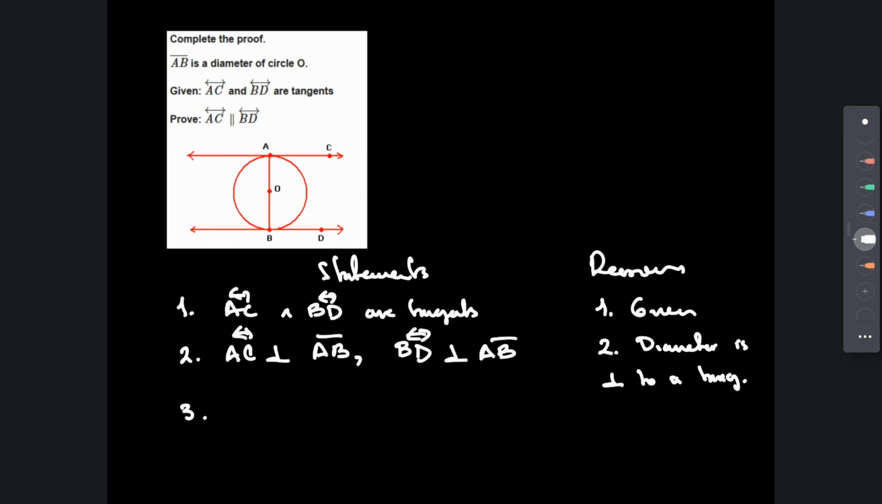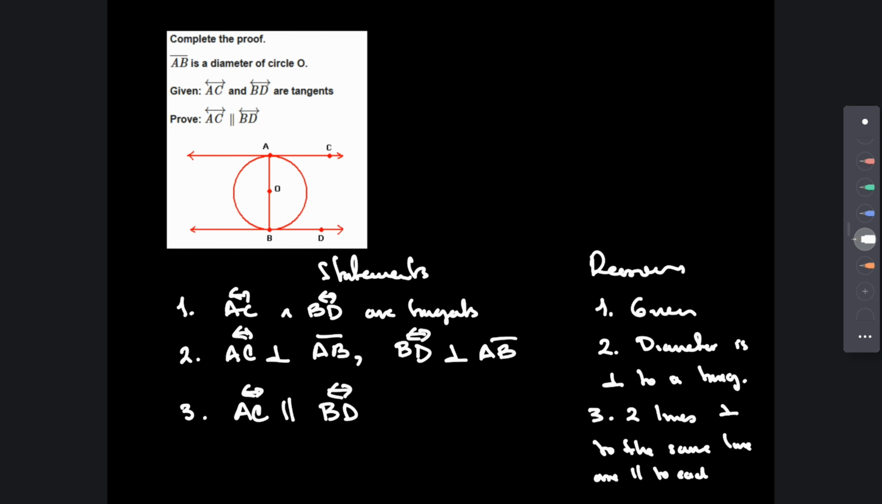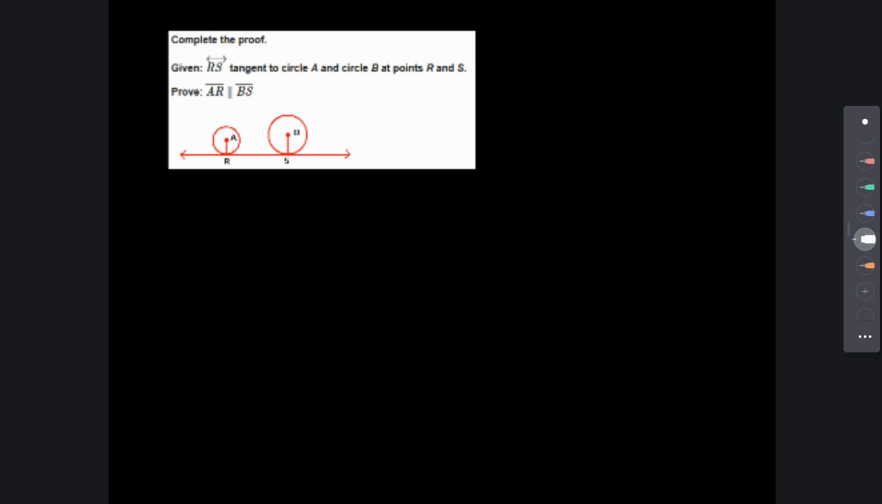All right. So number 3, we know that since the two lines are perpendicular to the same line, to the same diameter, then they're parallel to each other. So line AC must be parallel to line BD. Why is this? Because two lines perpendicular to the same line are parallel to each other. Right? So that's it. That's how you prove this. Let's move forward to the next one.